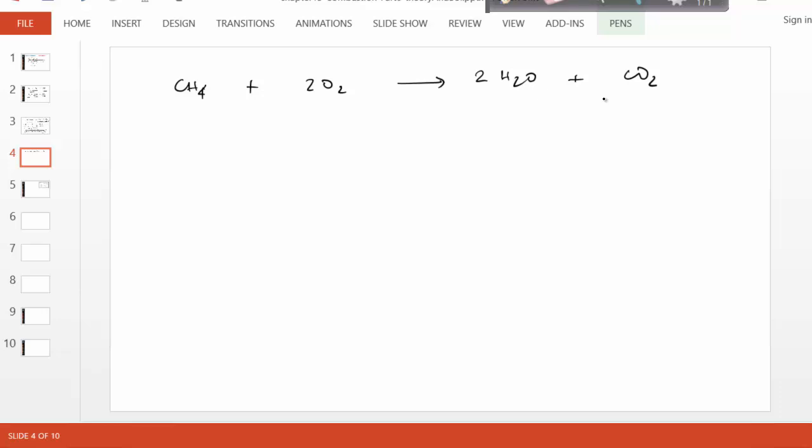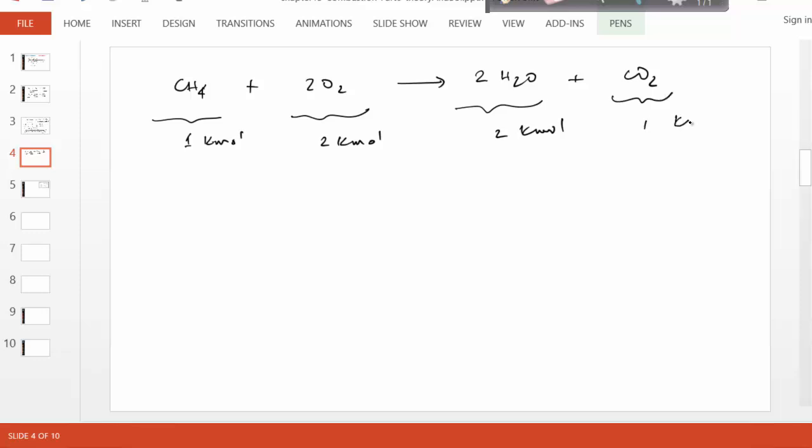So the oxygen to methane ratio, one can quickly calculate. Somebody says, okay, this reaction means what? 1 kilomole of methane requires 2 kilomole of O2, producing 2 kilomole of H2O and 1 kilomole of CO2. Notice, if you know the molar mass, we can very easily convert that to mass.